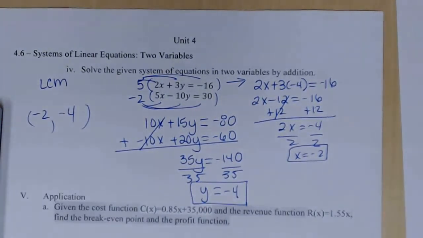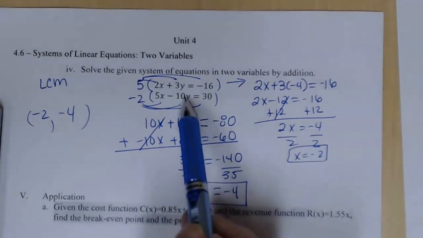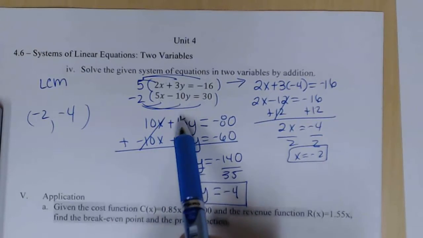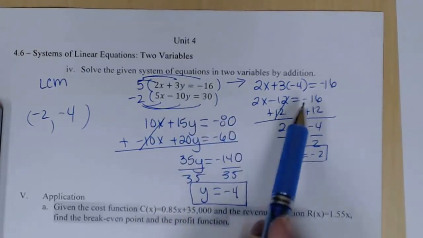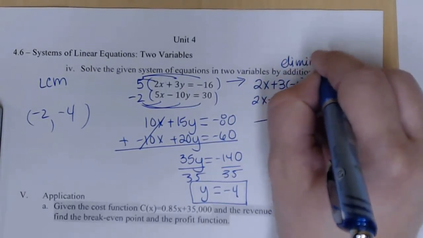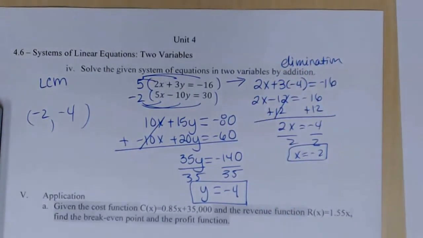Now, although we had to do more work for this problem, this really is the best course of action, because even if we were graphing it, I'd have to solve both of those for y, and I'd have fractions. If I tried substitution, I'd have to solve one of them for a letter, and I'd have fractions. So really, this addition or elimination method is the best course of action for figuring this out.